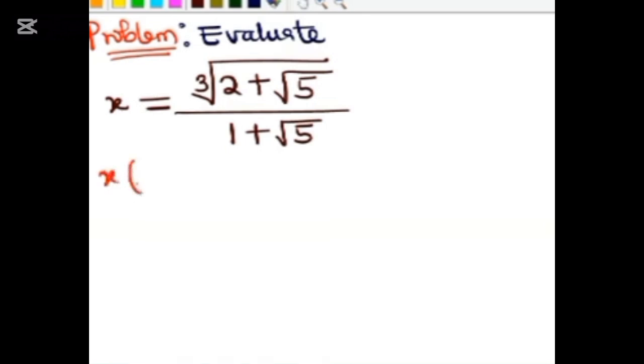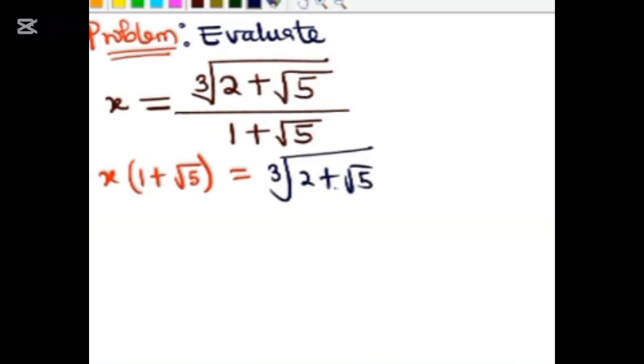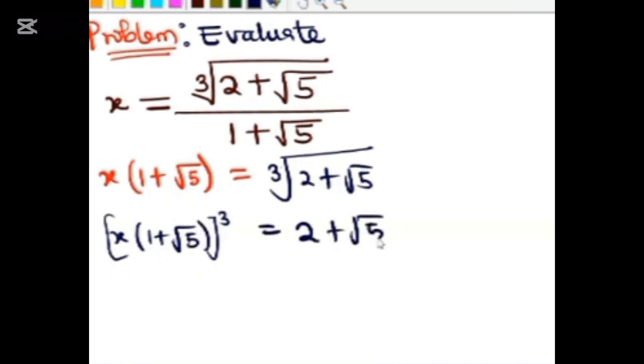of course, x will multiply the denominator to give me x into 1 plus root 5, to be equal to, on the other side, the cube root of 2 plus the root of 5. So what do I do next? The next thing is to clear the radical on the right-hand side, take it to the left-hand side. If this cube root comes over to the left-hand side, it turns to a cube. So I'm now going to have x into 1 plus the root of 5 cubed, and on this side, I will just have 2 plus the root of 5.